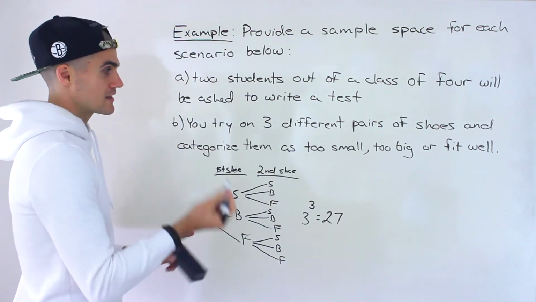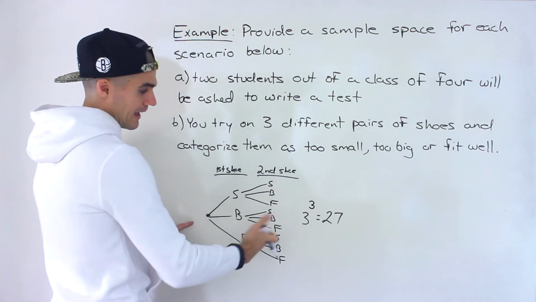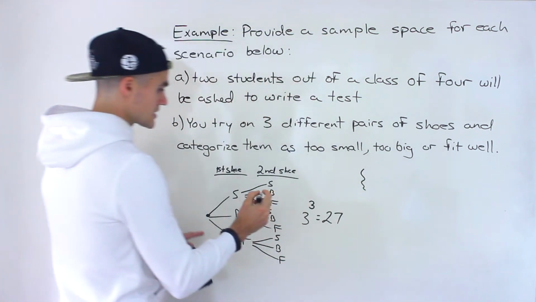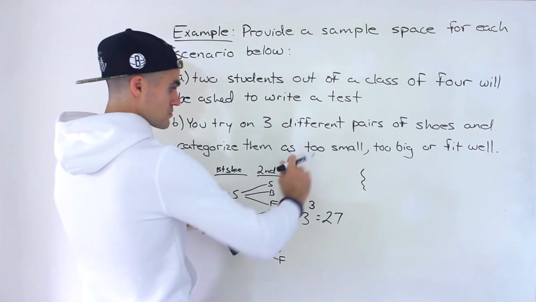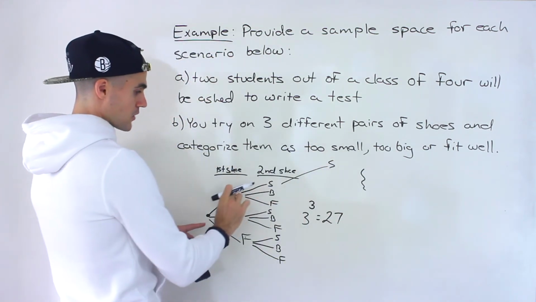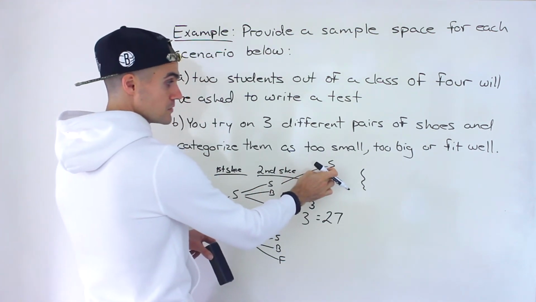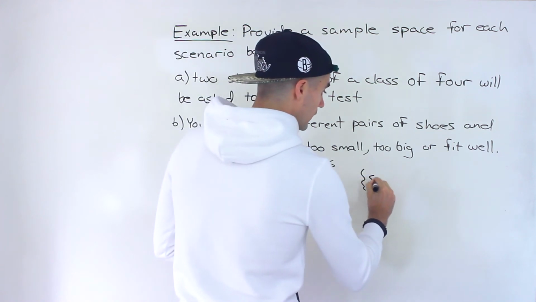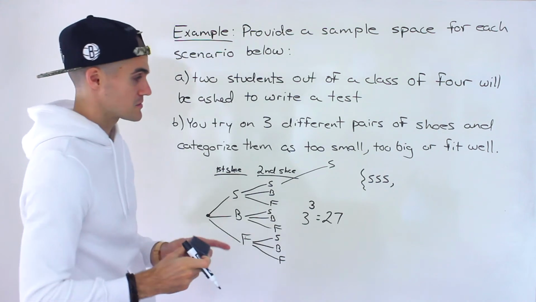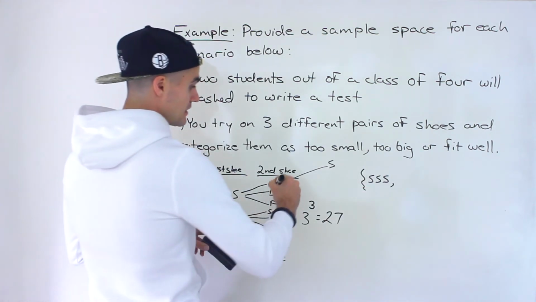Now, how do we represent this with a sample space? Because that's what we're doing here, right? We've already gone through how to count this. How do we represent it with a sample space? Well, what you would do is this first branch, if we went to the third shoe, the uppermost branch, the first shoe would be too small, the second shoe would be too small, and the third shoe would be too small. And so one of the elements in this sample space would be 3 too smalls.